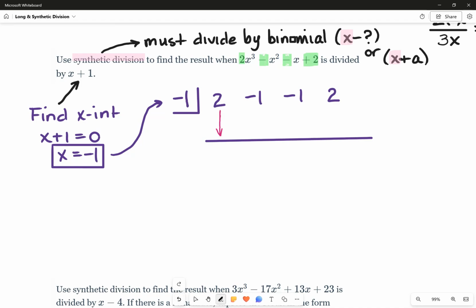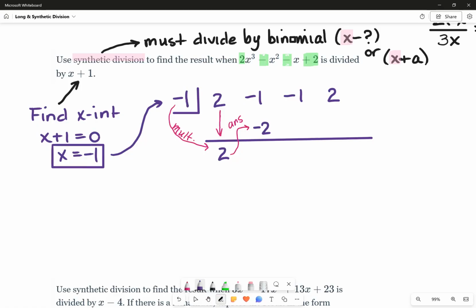Now, once you bring it down, you are going to multiply. You are going to take this number and multiply it with that number, and then you're going to put it right here, okay? So I'm going to actually draw out the path so that you see it for your notes. You are going to MULT for multiply, and then right here, you are going to ANS for answer. -1 times 2 is -2.